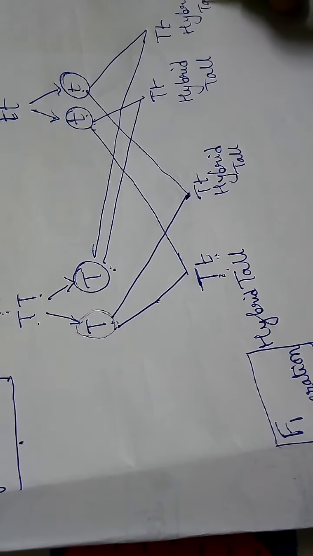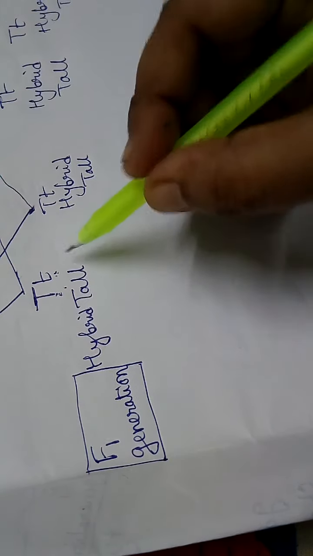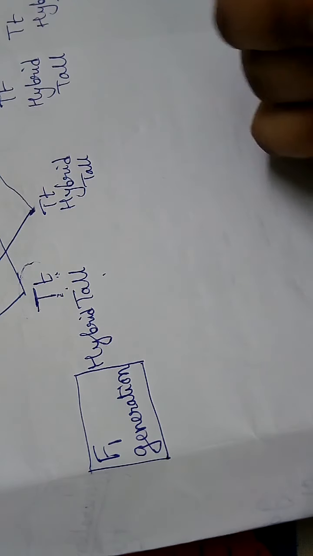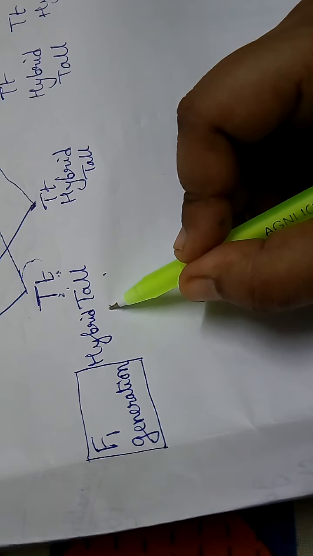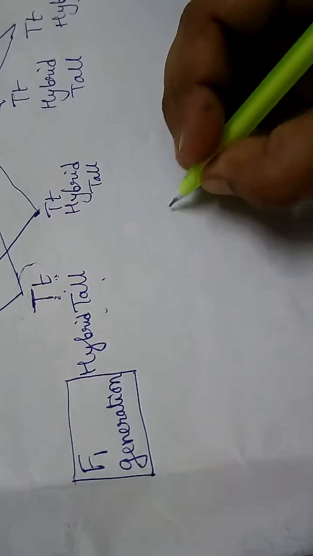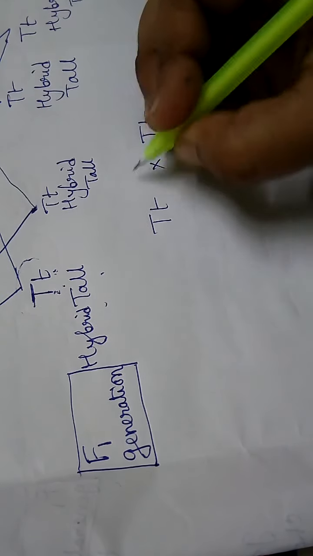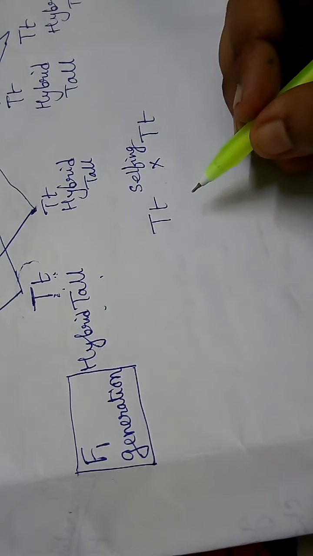Now next step. Between hybrid tall pea plants, self pollination takes place, and the offspring that is produced after the self pollination of the hybrid tall pea plant is marked as F2 generation. So next step, capital T, self pollination takes place. We can write here selfing. So these are the parental organisms.